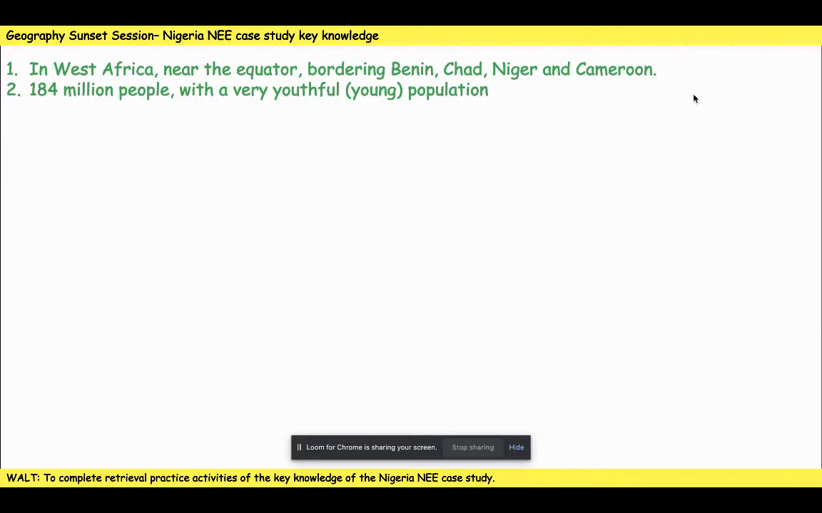So number one, where's Nigeria? Well, it's in West Africa, near the equator, and it borders Benin, Chad, Niger, and Cameroon. Number two, the population is 184 million people. And in terms of its characteristics, it's a very youthful population, one of the youngest populations on average in the world. I think the median age is just below 20. So lots of young, economically active people in Nigeria.